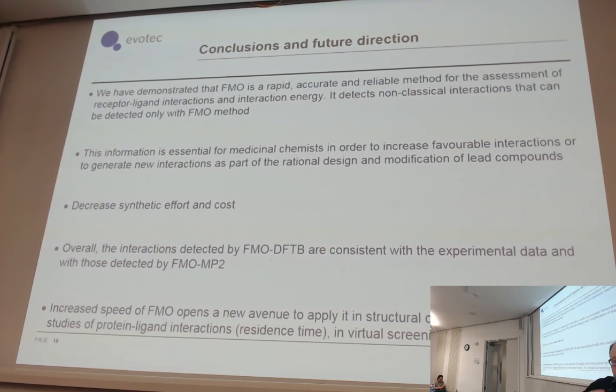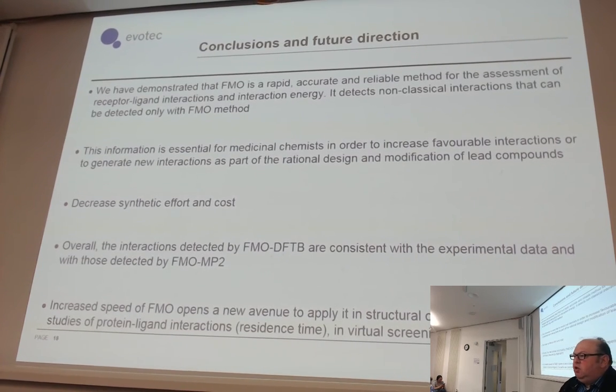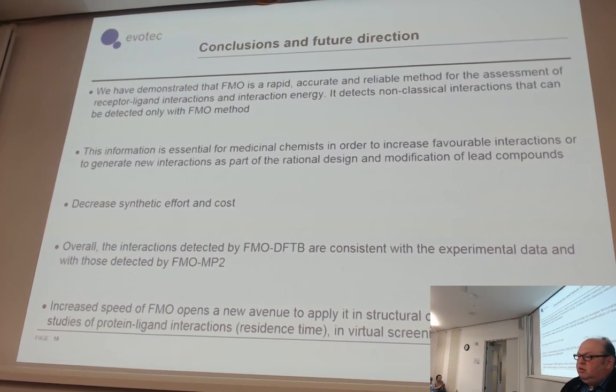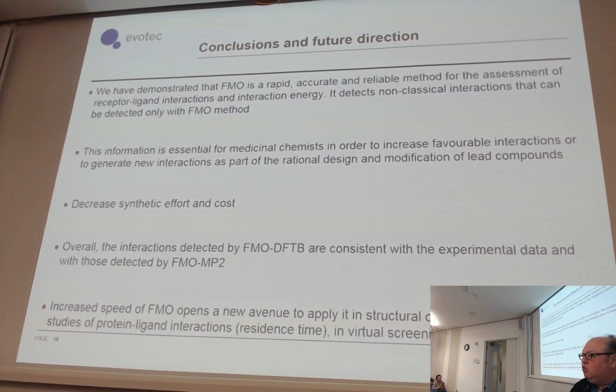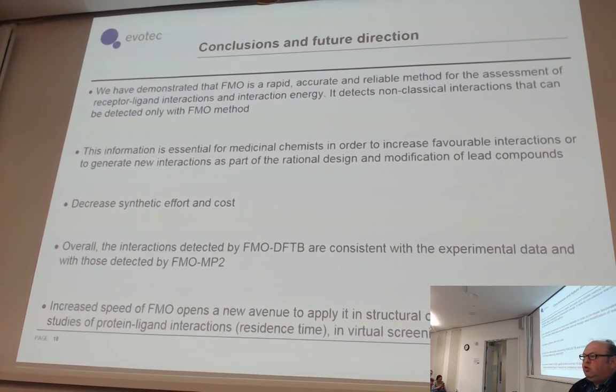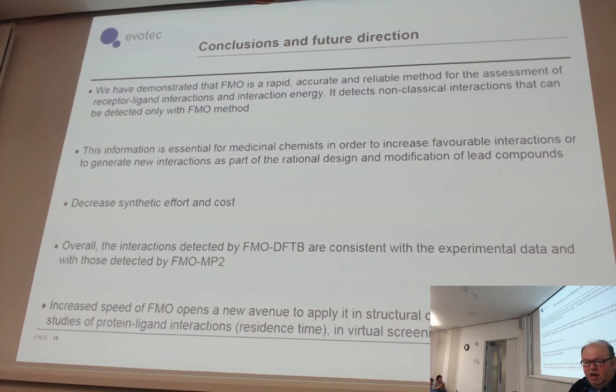So the conclusions: we have demonstrated that FMO is quick. It provides a list of interactions. This information is used in the case of Evotec in industry, used to design new molecules, and helps chemists. It significantly decreases the effort and the synthetic cost.